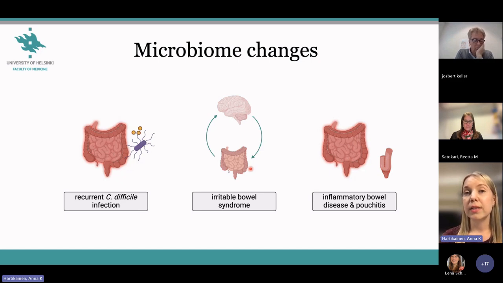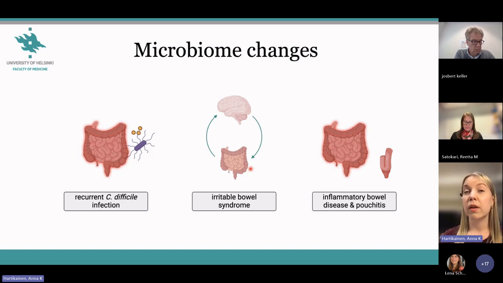And inflammatory bowel disease and pouchitis. Pouchitis is kind of under this umbrella. These are chronic inflammatory diseases in the gut, and even though we don't know the etiology, we know that there is a genetic and environmental component, and also impaired immune system regulation towards the gut microbiota.